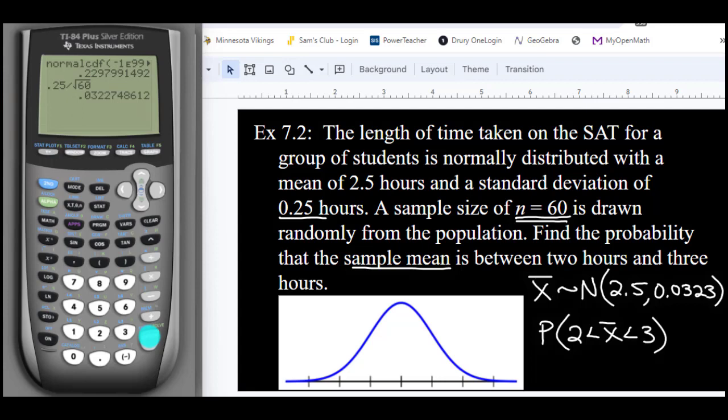All right, that's what we're looking at, probability between 2 and 3 hours. So we're going to go back to second variables, go down to CDF, normal CDF. And this time our lower boundary is the 2, and our upper boundary is the 3. We've got to put in our population mean, 2.5, and our standard deviation for the means, 0.0323. Then hit enter, and that pastes it, and then we get 1. So we have a chance of 1.